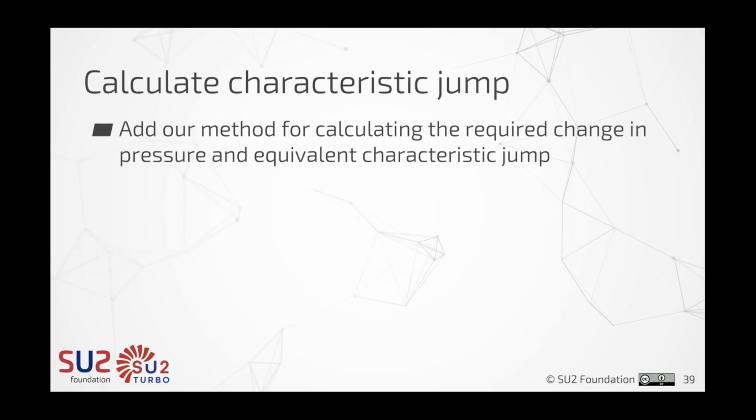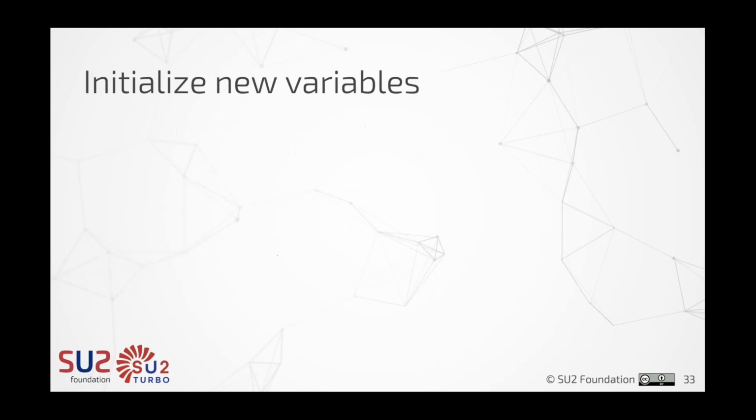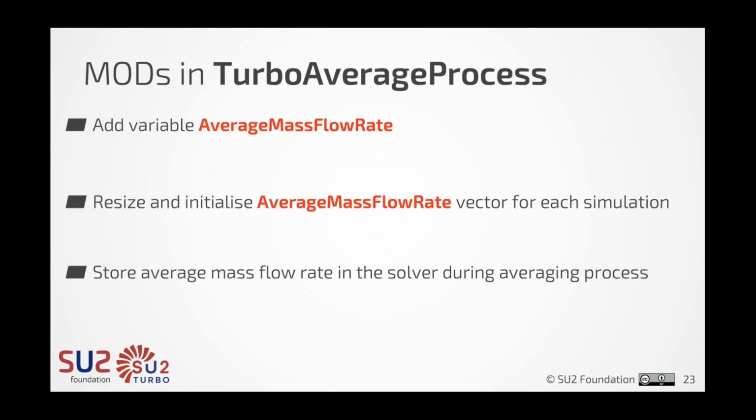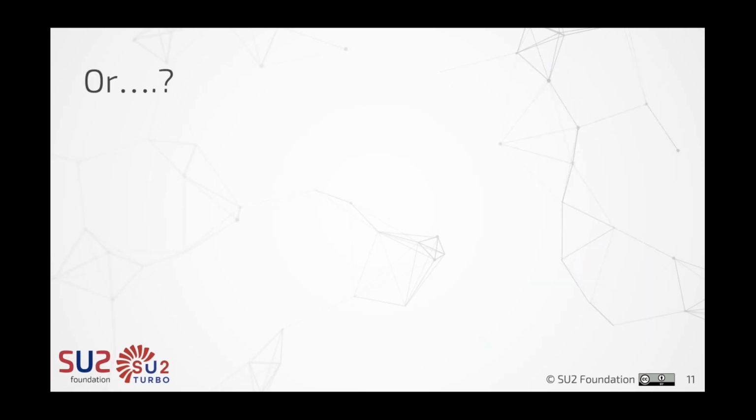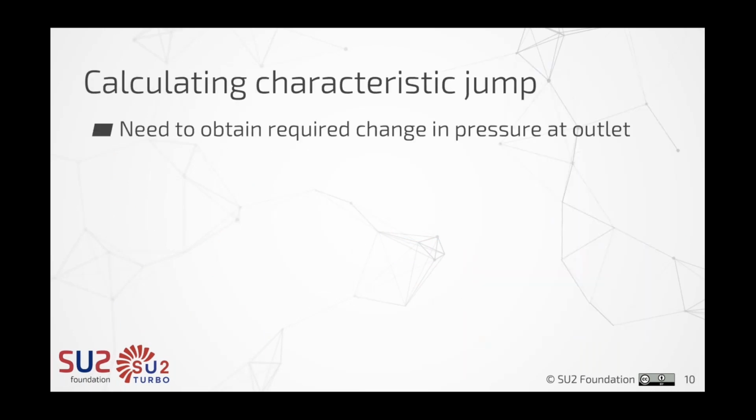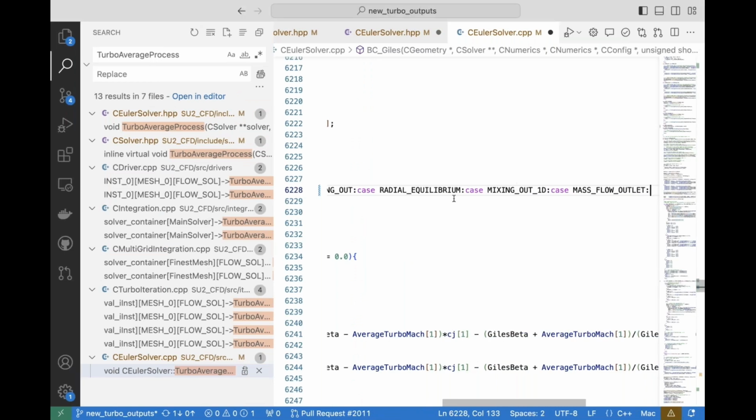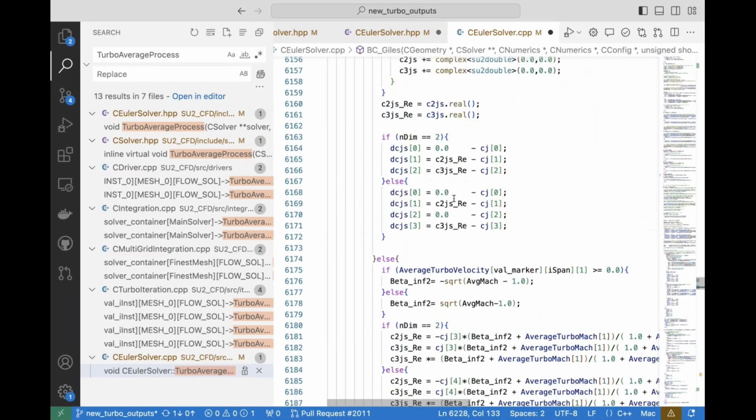And now we need to calculate our characteristic jump. So we need to add our method for calculating the required change in pressure and the equivalent characteristic jump. We'll start off with the really simple method with the Ks, if you remember from the start, because it's really, really easy. It gives a nice introduction into writing some basic maths. So let's go into our place where we've just added our variables.